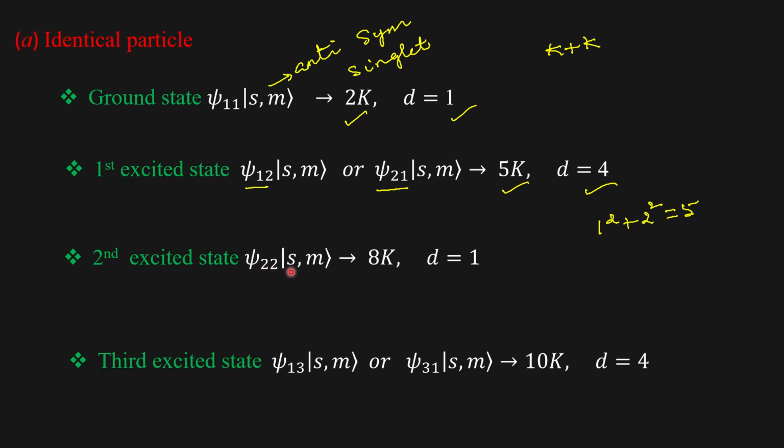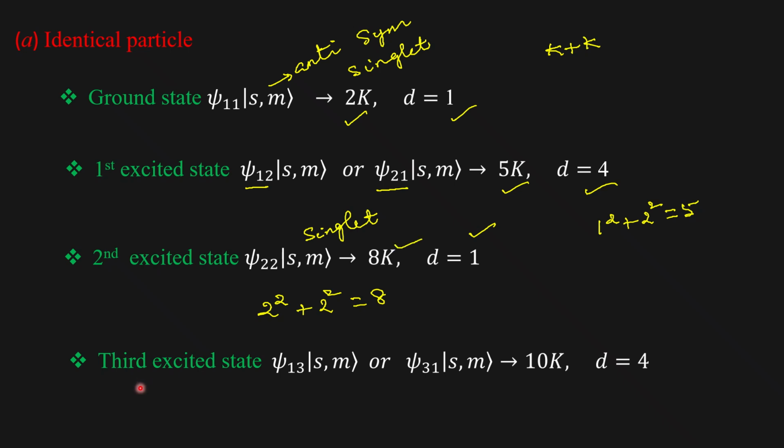Then what about the second excited state? This is psi 2 2. Both particles are at the same energy level, so naturally it is symmetric. Then the spin part will be anti-symmetric, that means singlet. So the degeneracy is 1. What about the energy? 2 squared plus 2 squared, which is equal to 8. So 8k you are getting.